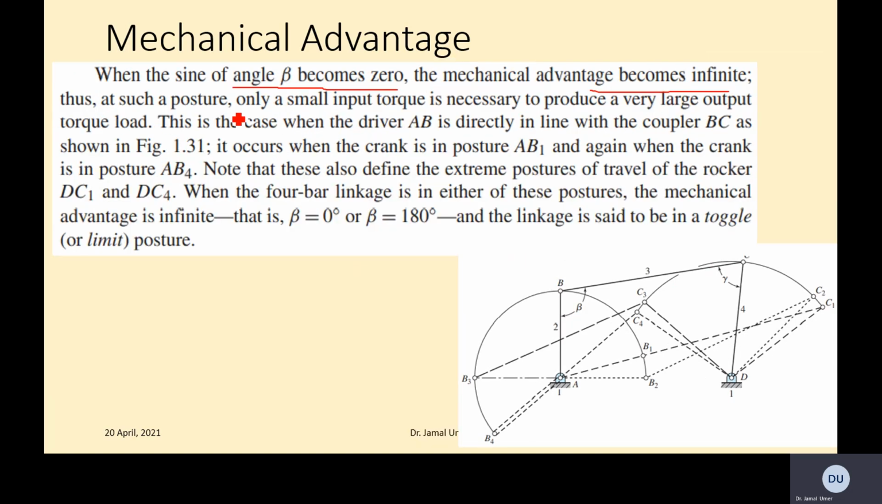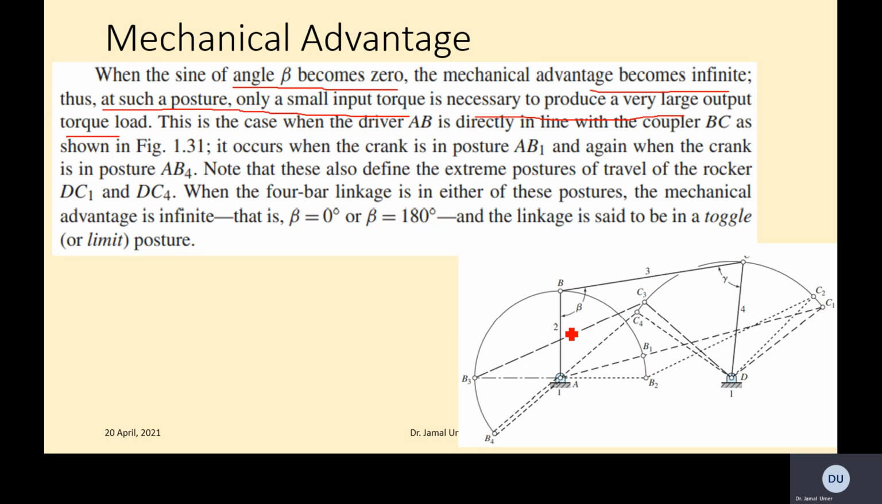So now we are explaining what is meant by infinite mechanical advantage. At such a posture, only a small input torque is necessary to produce a very large output torque or load. If the mechanical advantage is really maximum for any component, you do a little bit of work and it will give a very large output torque or load basically. This is the case when driver AB is directly in line with the coupler.